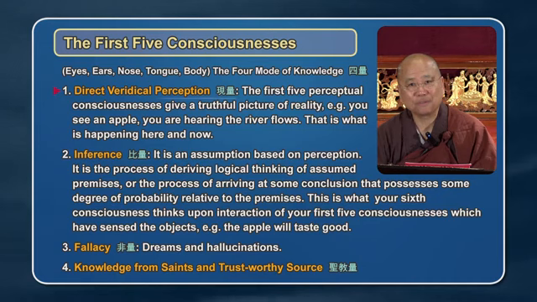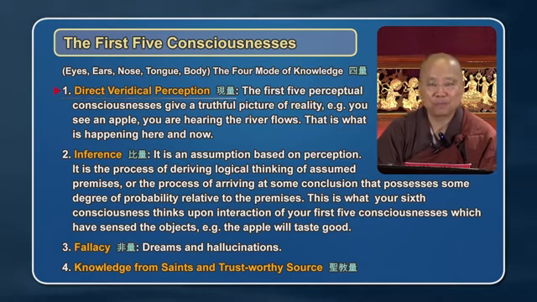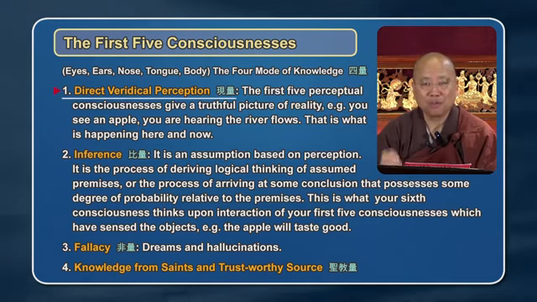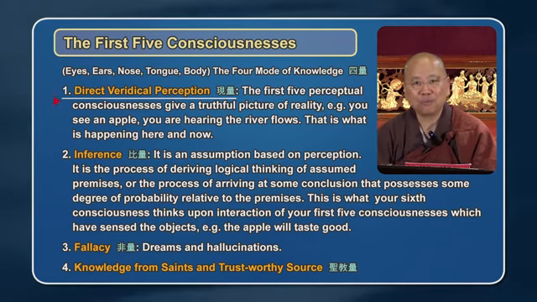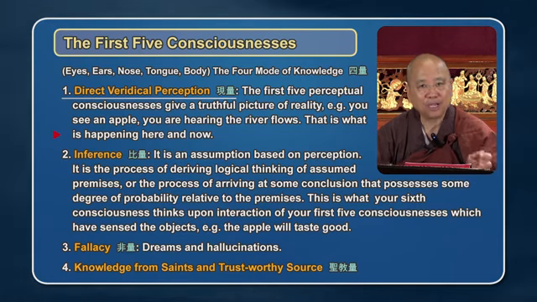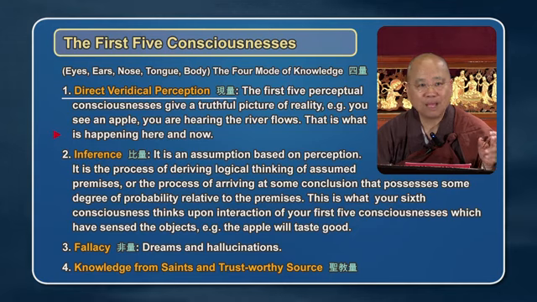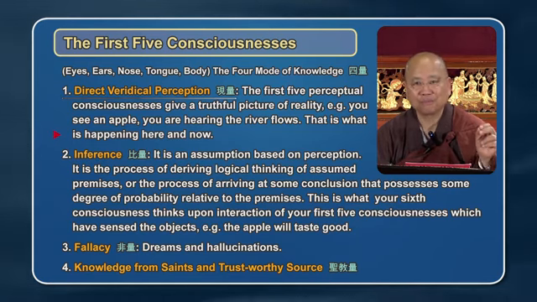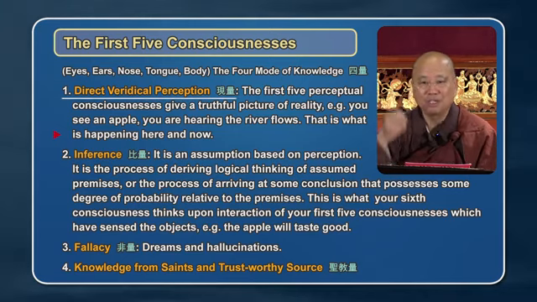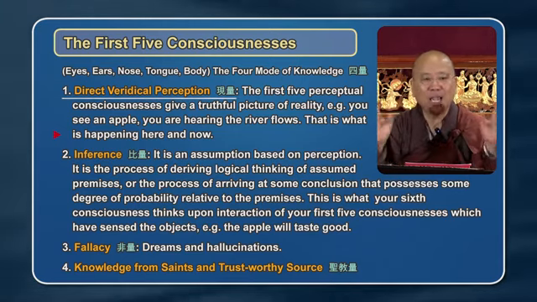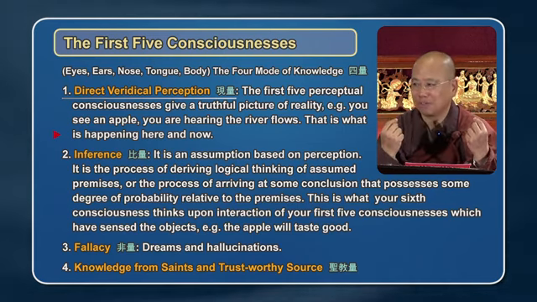So what's the first one? Direct veridical perception. Three ways of knowing. The first five perceptual consciousnesses give a truthful picture of reality. You see an apple, you hear the river flowing, that's what's happening here and now. So there are direct, immediate, truthful, verifiable, actual facts. So direct, veridical perception: how you perceive it immediately, without any tainted glasses that you judge.